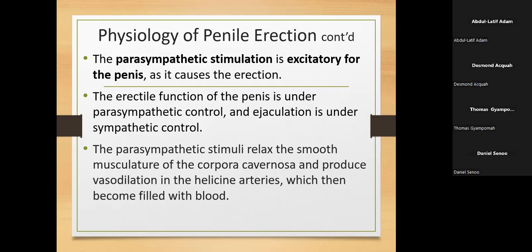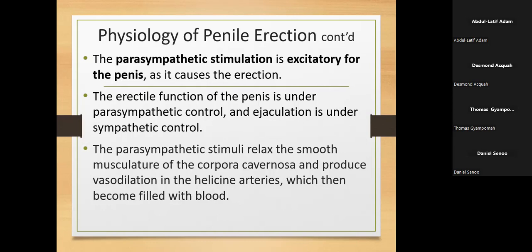So, in effect, the erectile function of the penis is under parasympathetic control, and ejaculation is under sympathetic control, because in ejaculation you need the muscles to contract so that they can push the semen along. All right. So, I just brought that one here so that you can know the difference between sympathetic and parasympathetic with respect to ejaculation and erection.